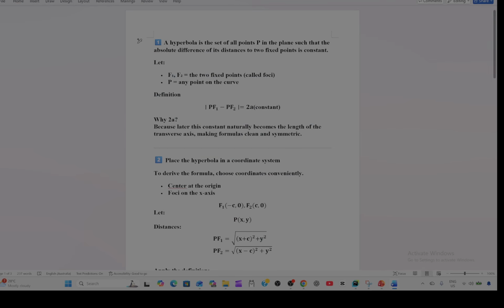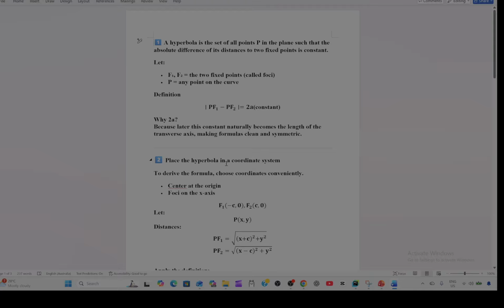All right, let me explain to you. A hyperbola is the set of all points P in a plane such that the absolute difference of its distances to two fixed points is constant. We talked about that before, right? F1 and F2 are the two fixed points we call foci, and P is any point on the curve. The definition is PF1 minus PF2 equals 2a. Why 2a? Because later this constant naturally becomes the length of the transverse axis, making the formula clean and symmetric.